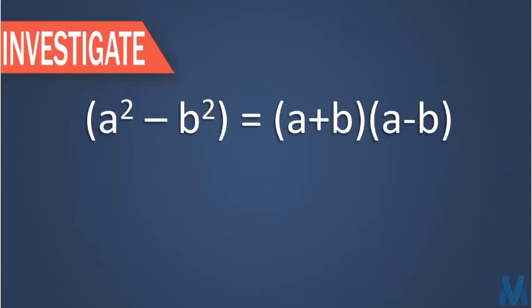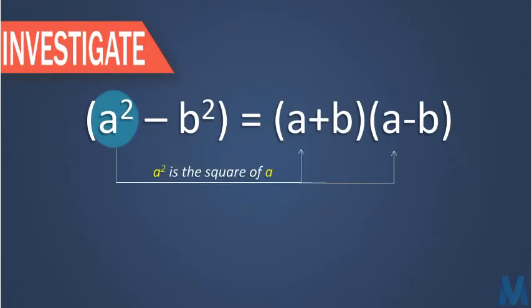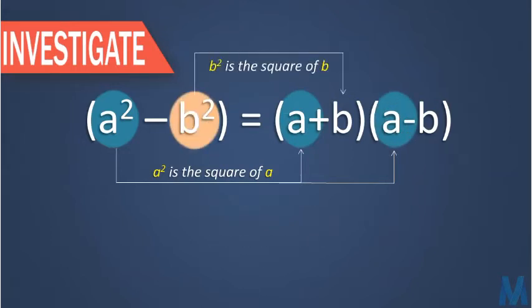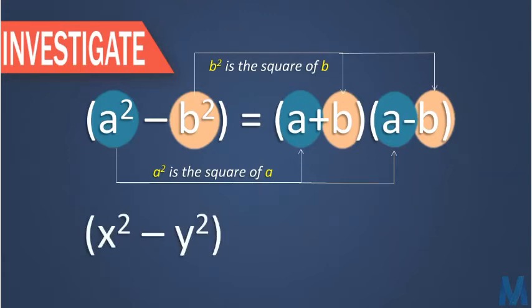Now, a squared here is the square of a, or in other words, a is the square root of a squared. Okay, while b squared is the square of b, or in other words, b is the square root of b squared. Okay, let's try this using variables, guys. Let's say we have x and y.